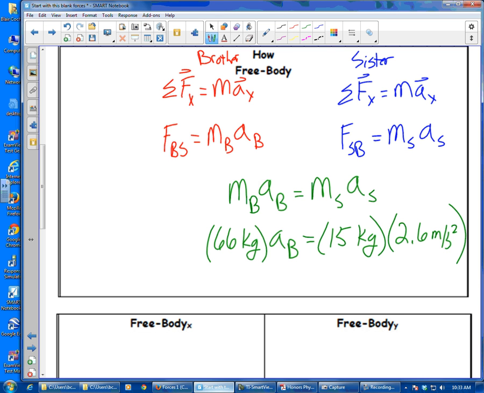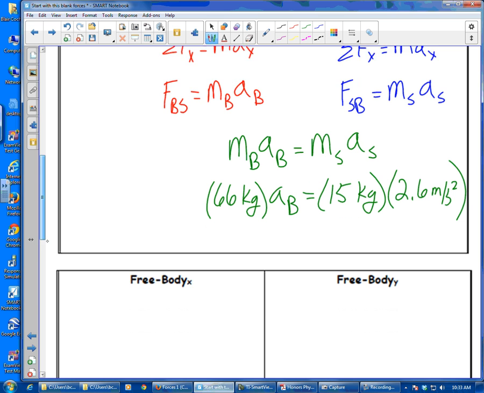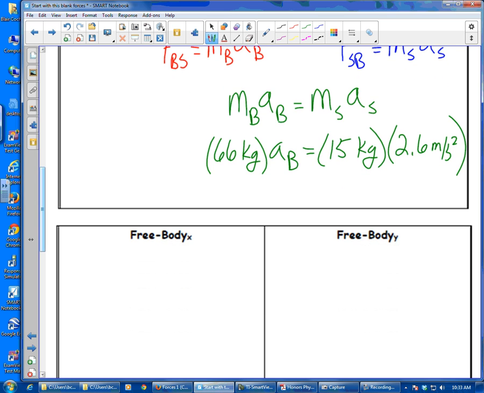What's interesting? Newton's third law. Okay. Sure? Okay. And then mathematically, I just rearrange these. Darn algebra again. I'm just dividing both sides by that 66 kilograms.